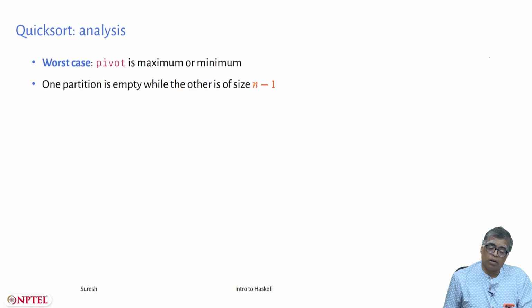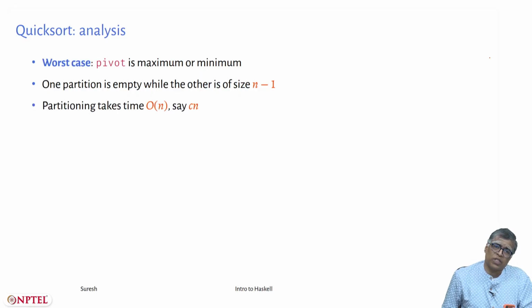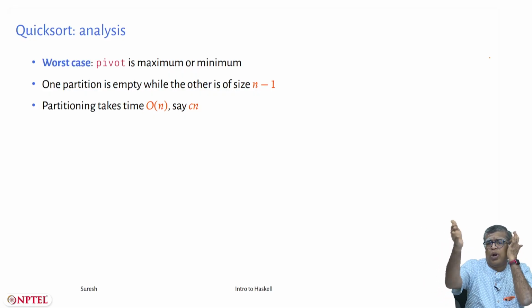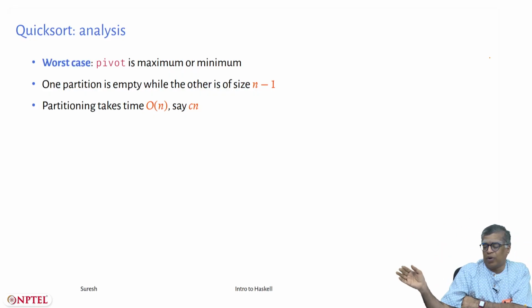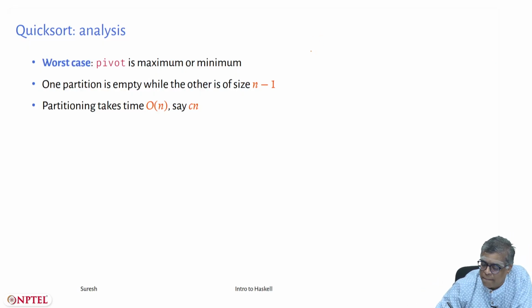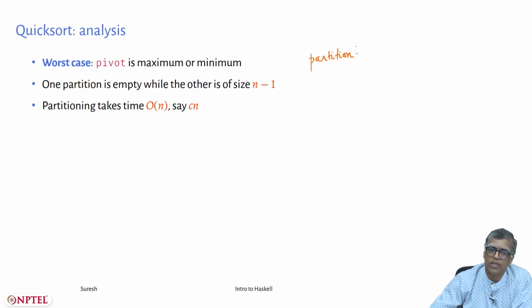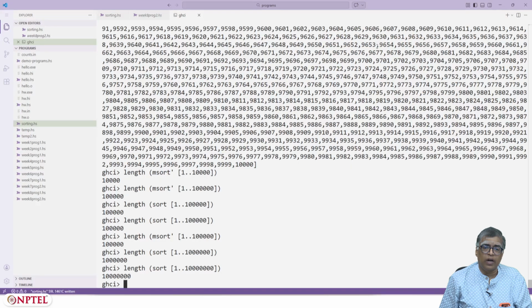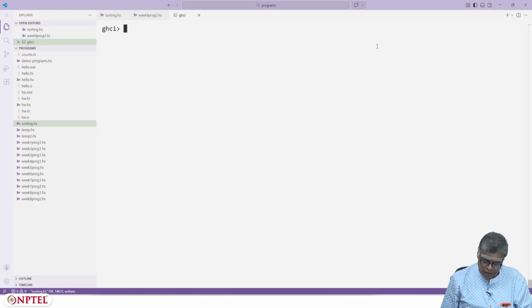Okay, one partition being empty while the other partition being of size n minus 1, and partitioning itself takes time order n, because you have to go through the whole list and pull out everything on one side and pull out everything on the other side. And actually there is a built-in function in Data.List called partition. Let us just go and check what its type is. We have already imported Data.List, so we can actually check the type of partition.